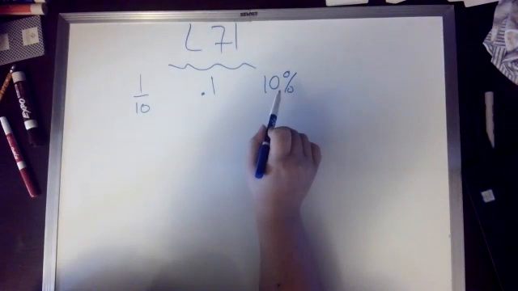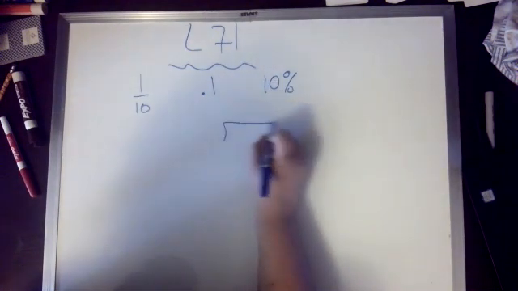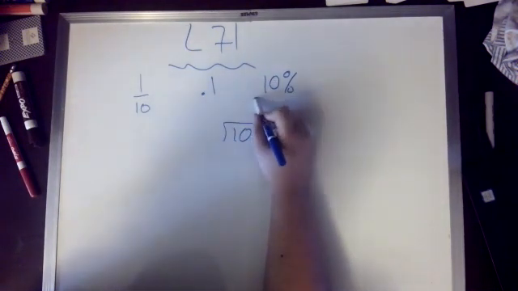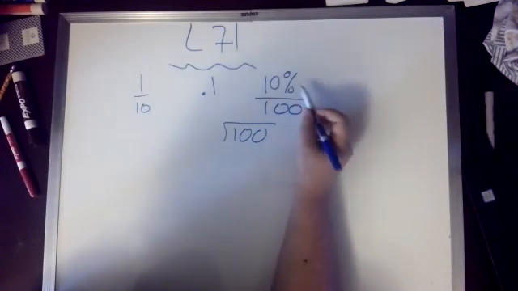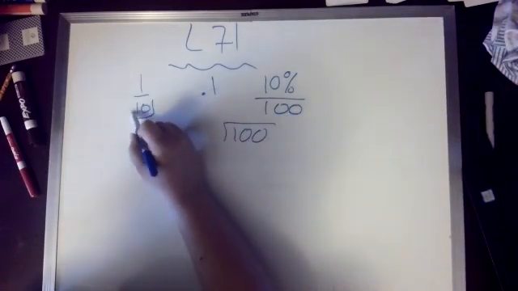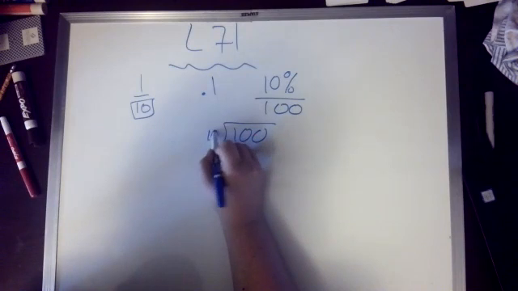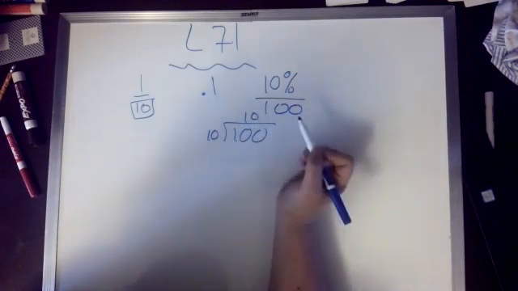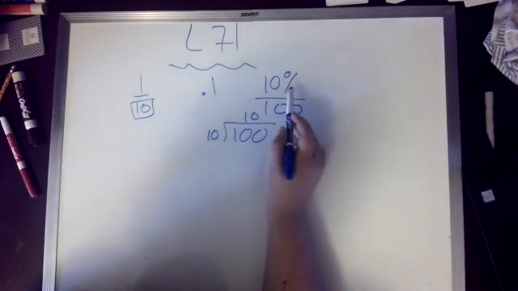Now I get this percentage by taking 100, because all percentages are out of 100. I take 100 and I divide it by my denominator, which is 10. And that divided would give me 10, which gives me 10%.